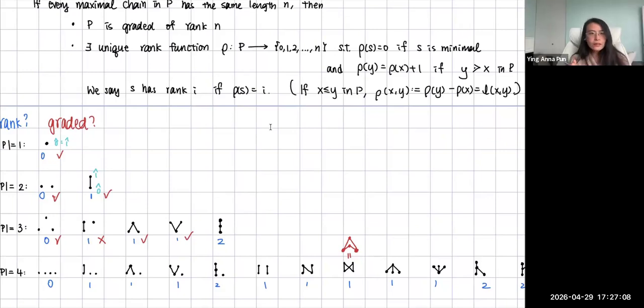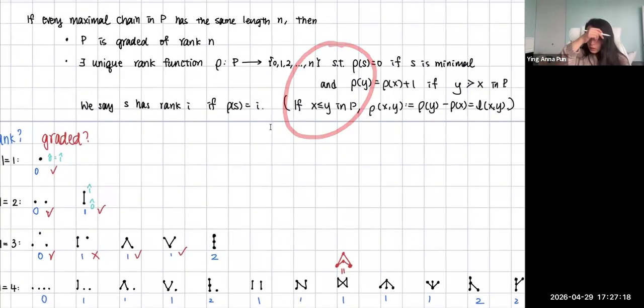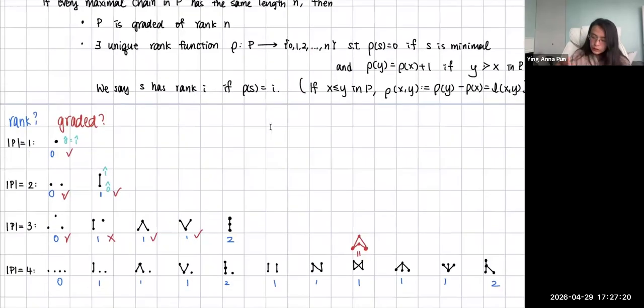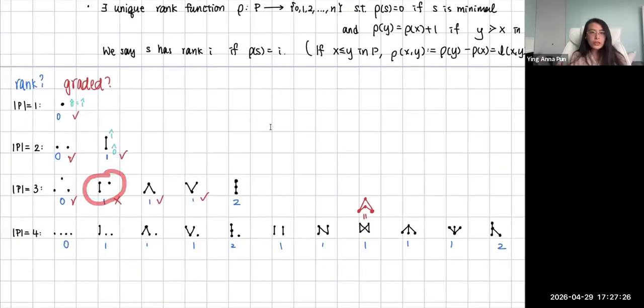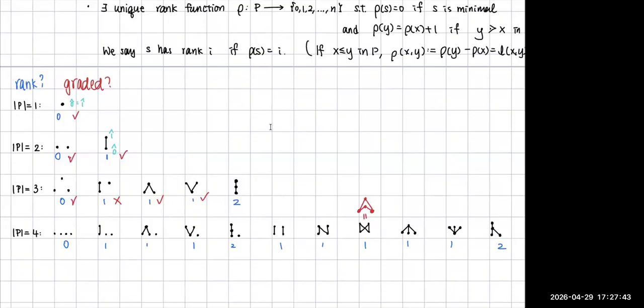Right. So if you have a unique rank function satisfying all these conditions, then you can see why it is graded. But in this particular case, it's just saying that the maximal chains are here and here, so it's just not graded in this case. Does that make sense? I'm not sure if I explained it correctly. No, it makes sense now. Thank you.